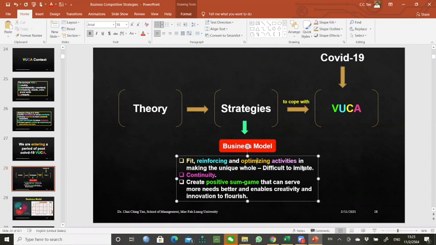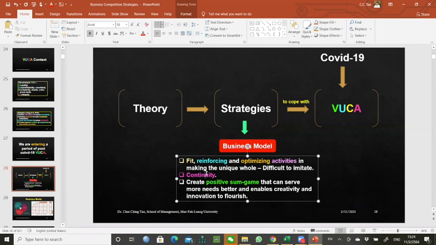So this is VRIO. Okay, V is already in the fit. Continuity. Okay, this is your business model continuation. That is, it continues from the past to the present to the future, and it continues to be able to do these things and create a positive sum game, meaning that everybody wins, not I lose, you win.